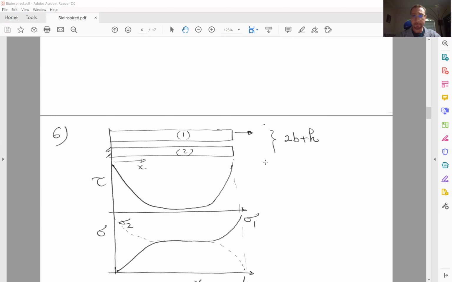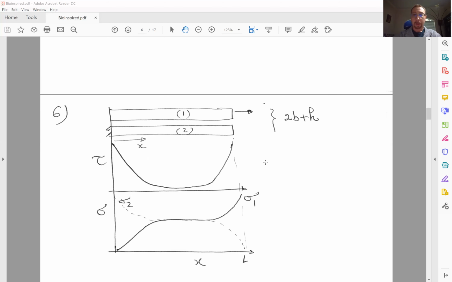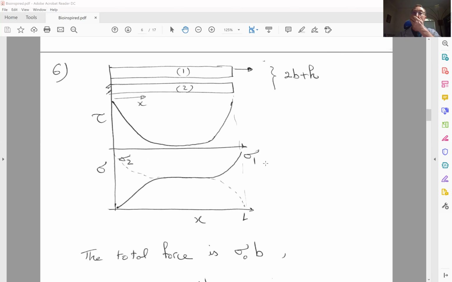So now, if this is my... I'm interested to calculate the strength of this building block. I'm interested in the force, or the average stress, it takes for this to enter the plastic limit. So the stress that is applied here, the force that is applied here, is sigma 0 times B times 1.